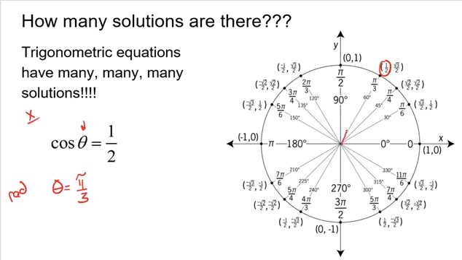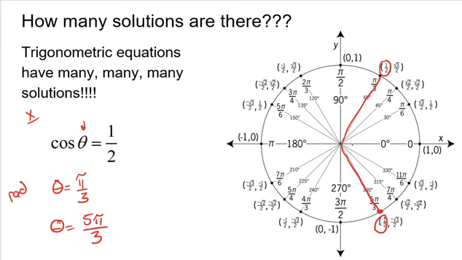Because any angle that stops right here at pi over 3 is going to have an x-coordinate of 1/2, which means it's going to be an answer to this equation. But don't stop there, because there's another answer if we keep looking right here at 5 pi over 3. So another answer on the unit circle that I can see is 5 pi over 3. Any angle that stops right here is going to have an x-coordinate of 1/2.